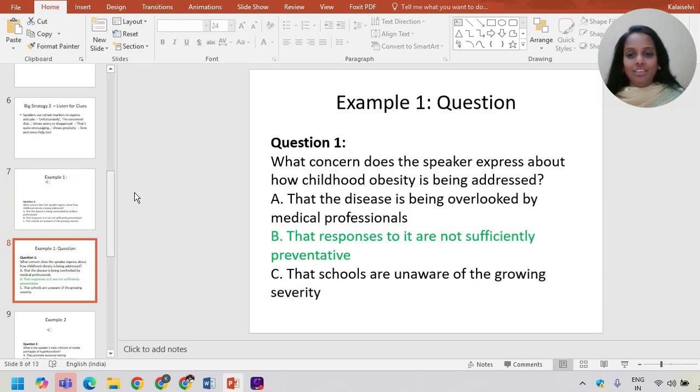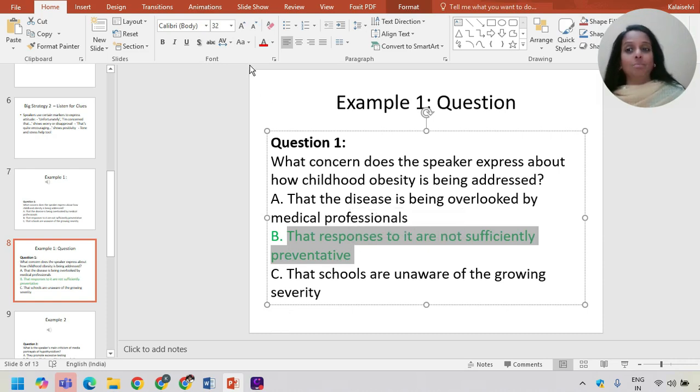Let's check the option here. The correct answer is that responses to it are not sufficiently preventative. Why is this one correct? Because the speaker's tone is critical of the reactive approach, right? He says we wait too long. So that means he wants prevention. Option A is incorrect because he doesn't blame the doctors. In the audio, he did not blame the doctors. And option C is also incorrect because he never says schools are unaware, right? He says they are not proactive.